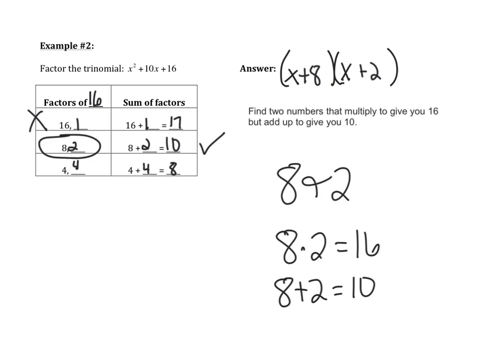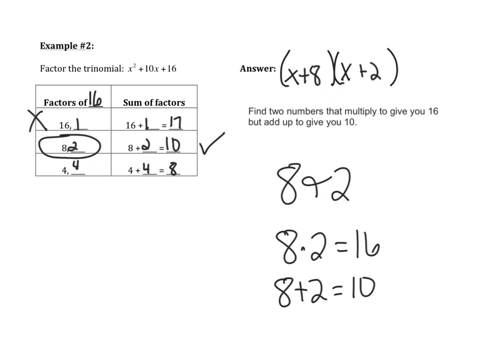So one way that you can make sure that you are getting this correct is just by multiplying it back out. So x times x is x squared, x times 2 is 2x, 8 times x is 8x, so 2x and 8x is 10x, just like we want, and 8 times 2 is 16.